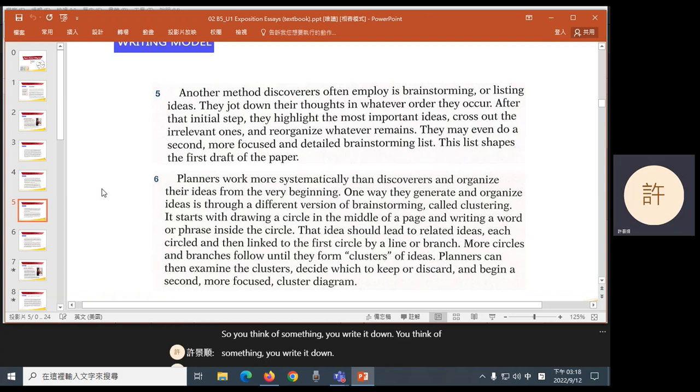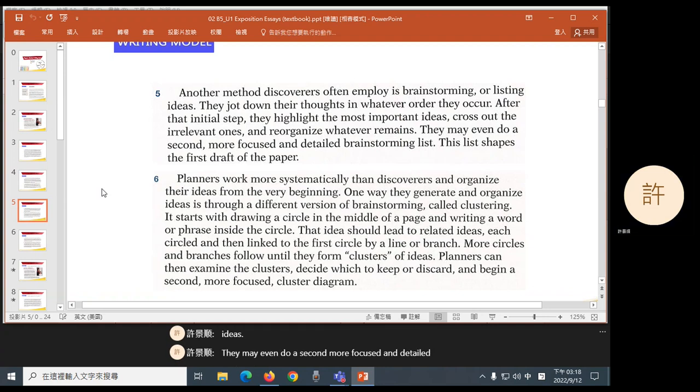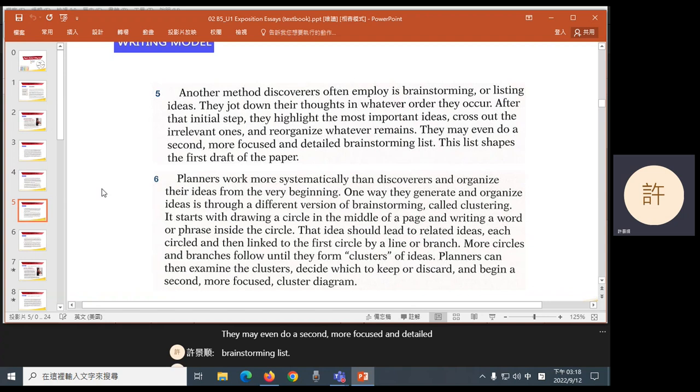After that initial step, they highlight the most important ideas, cross out the irrelevant ones, and reorganize whatever remains. So after brainstorming, then you again organize your ideas. They may even do a second, more focused and detailed brainstorming list. So just like in free writing, do it once, organize, do it again, organize, until you have a collection of good ideas.